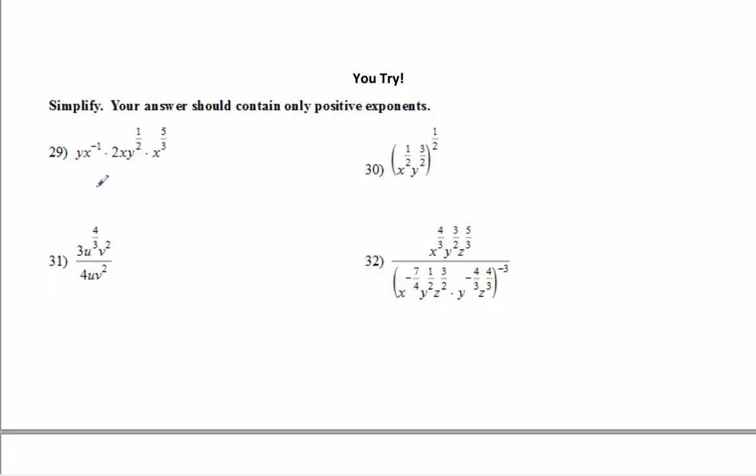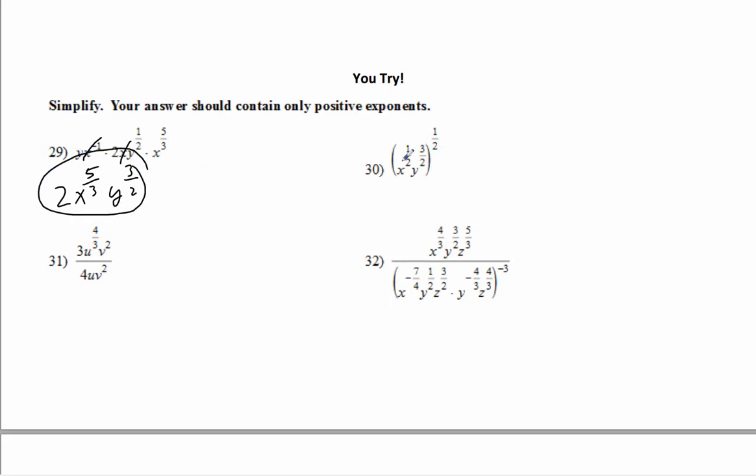All right, for number 29, I have a 2 times 1 times 1, really my coefficient, so that's just a 2. My x's, I have a -1 and a +1. They just cancel because it just gives me 0. And then x to the 5/3 will be right there as well. And then my y's, I have y here and a 1/2 there. When I add them, I get y to the 3/2. That is your answer for number 29.